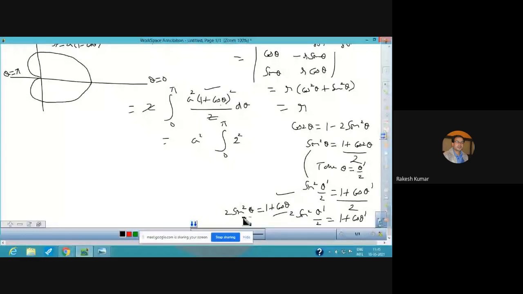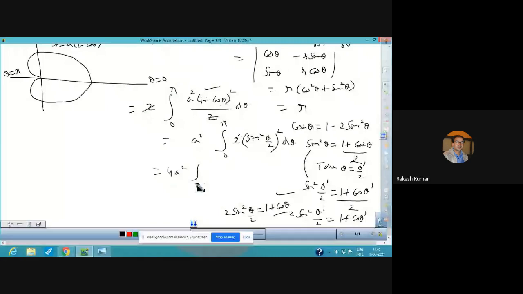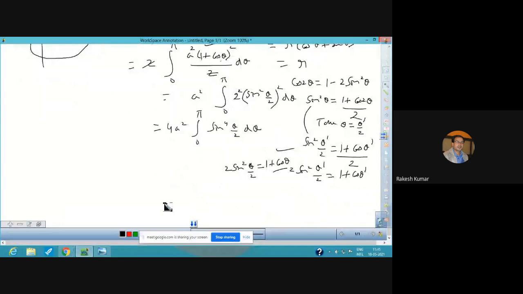So that is the 2 square sine square theta by 2 whole square into d theta, and 2 square is 4a square, 0 to pi, that is a sine 4 theta by 2 d theta. Now you can just see, this is half of the angle. For half of the angle you will have substitution. So put theta by 2 is equal to phi, and d theta is equal to 2 d phi. So that is equal to 4a square.